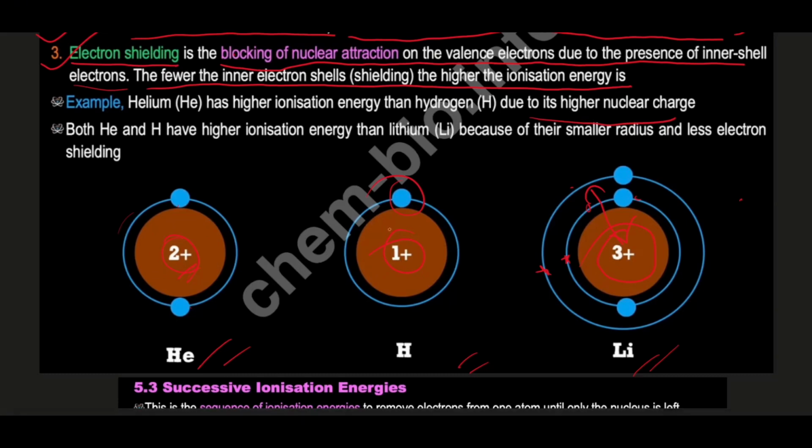Not in every case are the factors changing alike. In these two cases, only one factor is changing, but in this case three factors are changing. Helium and hydrogen have higher ionization energy than lithium because of their smaller radius and less electron shielding. Makes sense. Don't they have a lower radius than lithium? They do, right? And they don't have inner shells, so obviously their electron shielding will also be less. The outer electrons won't face any shielding because there are no inner electrons. Did you understand why lithium will have lower ionization energy?